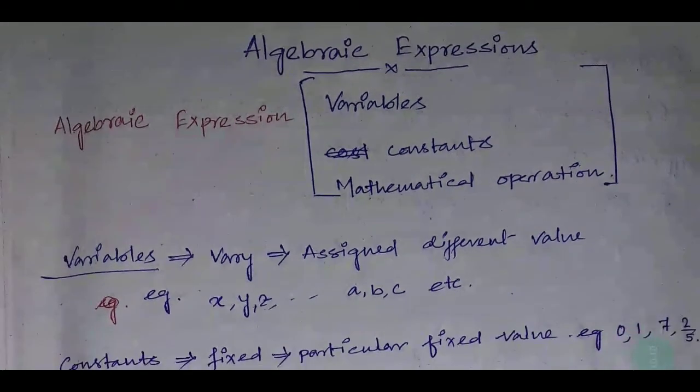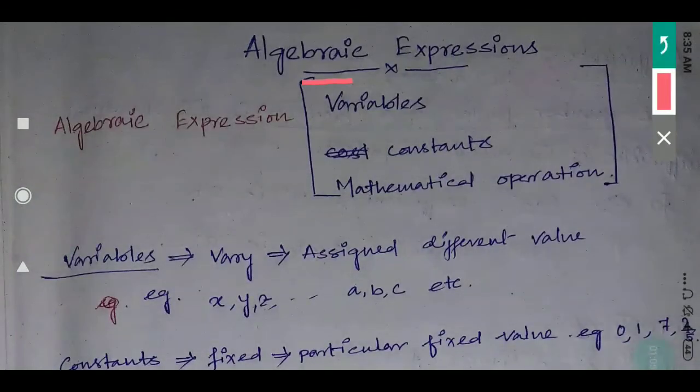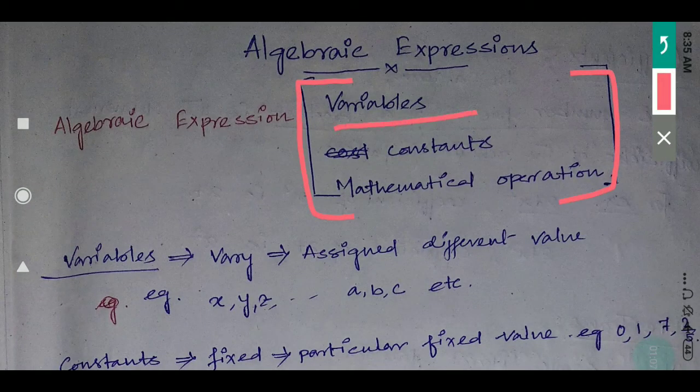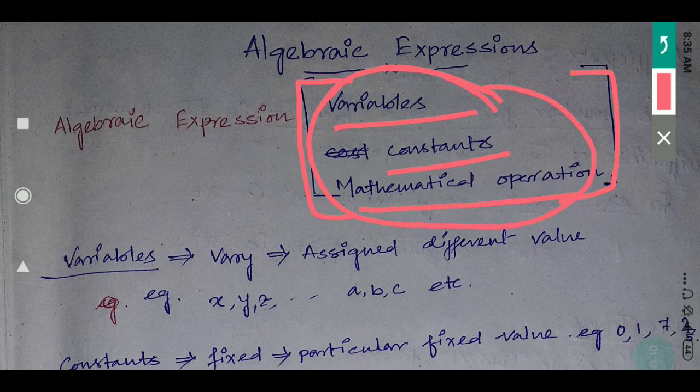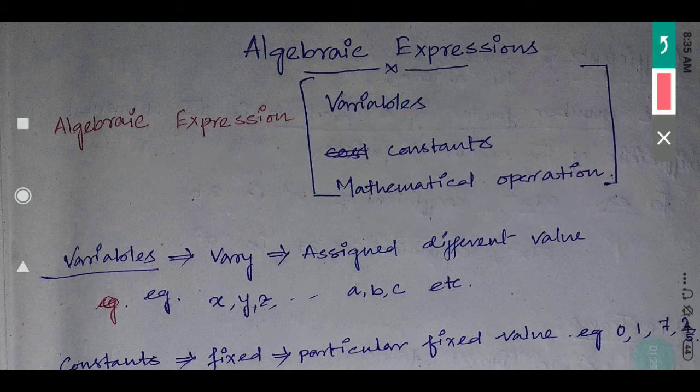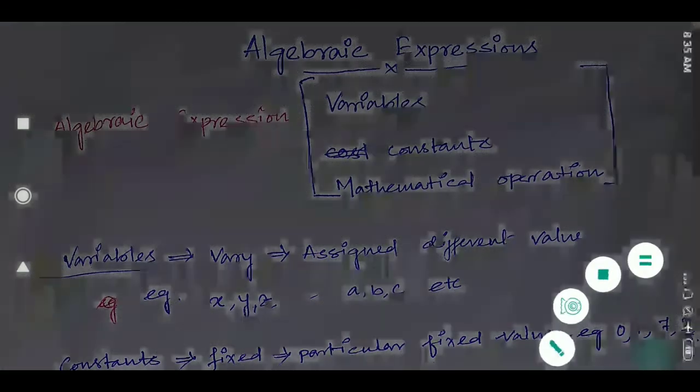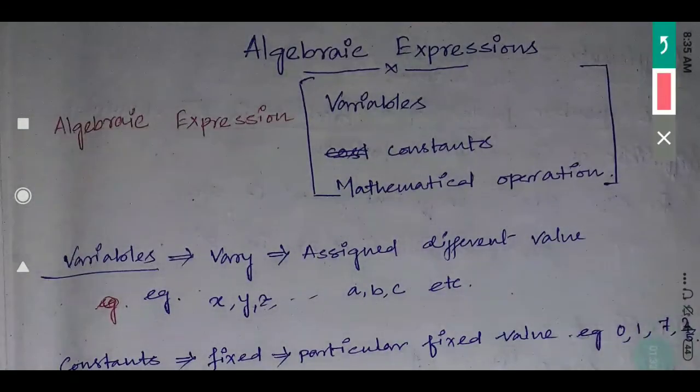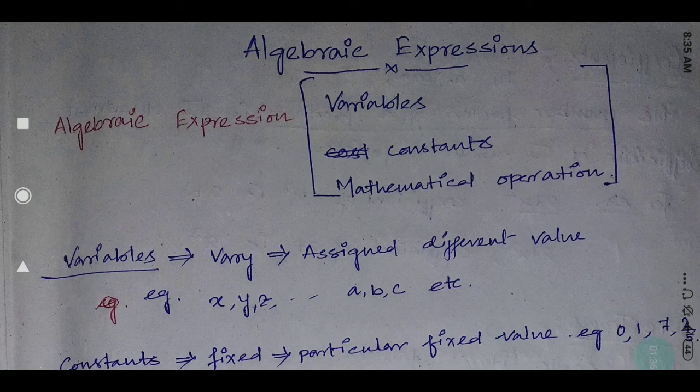An algebraic expression consists of three parts. See here I've given three parts: variables, constants, and mathematical operations. If these three are present in an expression, then it is called an algebraic expression. Variable should be there, constant should be there, mathematical operation should be there. If anything is missing in between, we can still call it an algebraic expression. Okay, so now let's discuss variables.